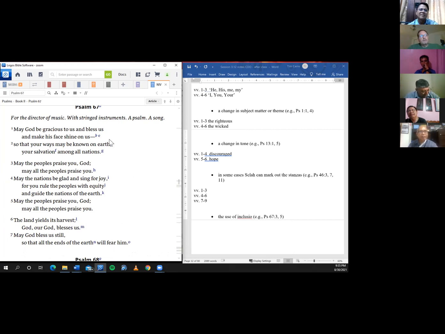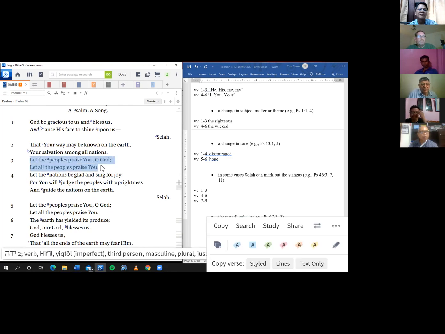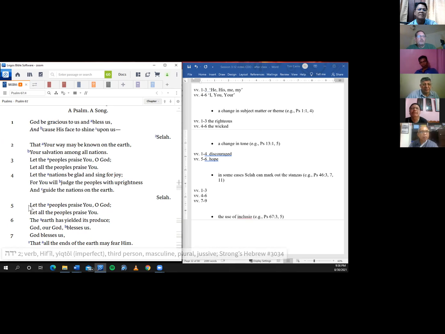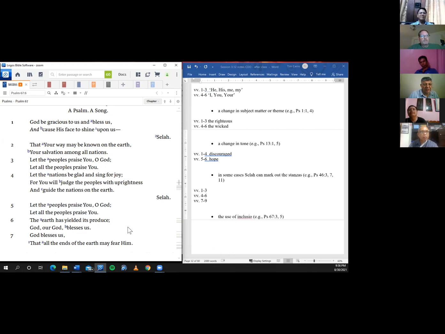This one's a hard one, unless you notice something here in this psalm. Notice, let the peoples praise you, O God. Let all the peoples praise you. And then verse 5, let the peoples praise you, O God. Let all the peoples praise you. Now, that could be a refrain, or it could be an inclusio.